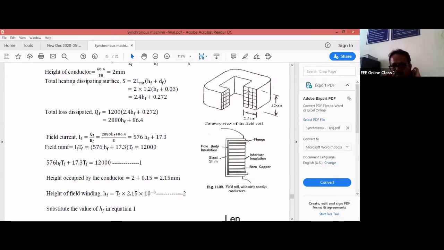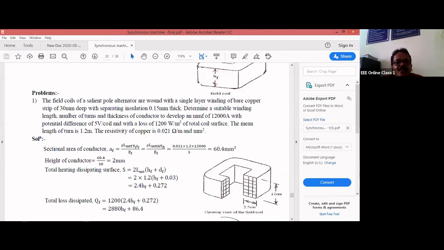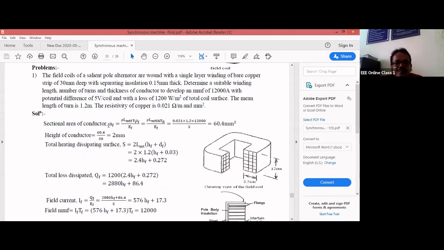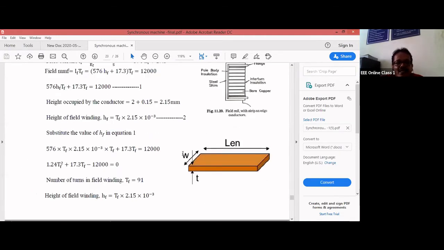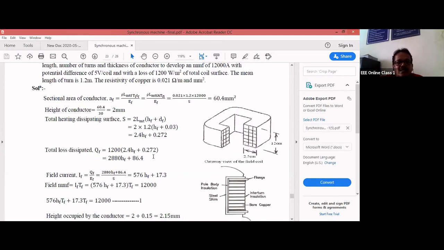corresponds to the depth. Since you are going for only a single layer, whatever you got here, that 30 mm deep, will be the depth of the field winding. That is 30 mm deep. You can put it here.